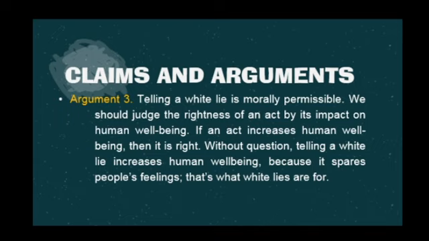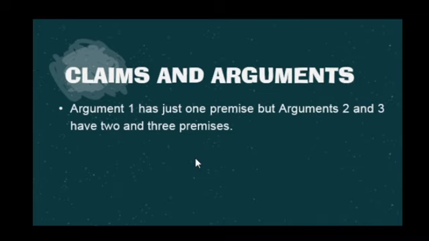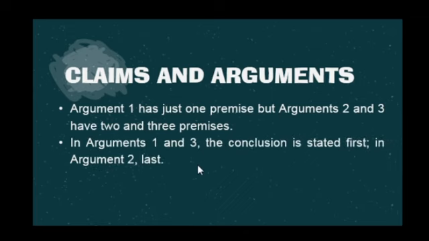As you can see, these three arguments have different structures. Argument 1 has just one premise, but arguments 2 and 3 have two or three premises. In arguments 1 and 3, the conclusion is stated first, while in argument 2, it is stated last.